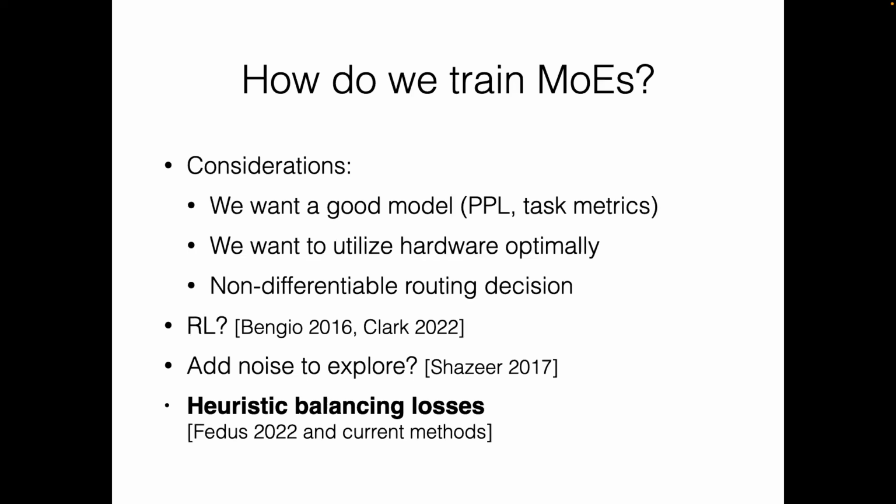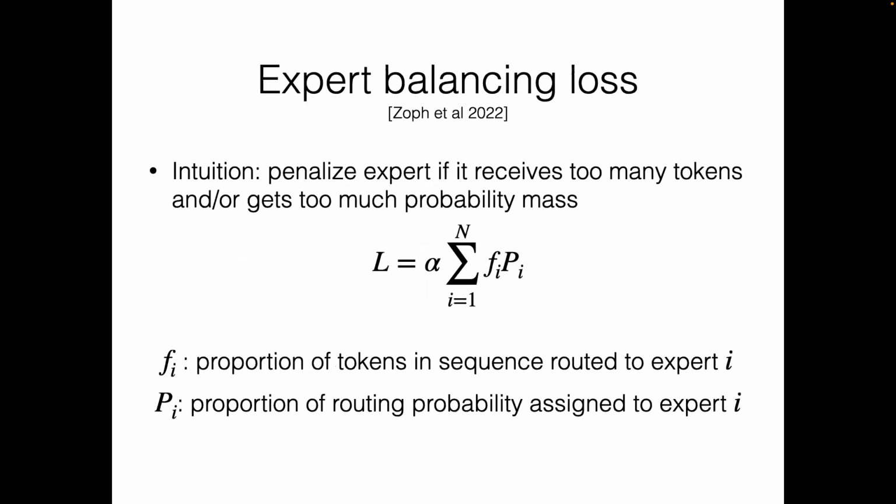And so what's going to be used in practice are these heuristic balancing losses. These were introduced in this paper here from authors at Google, and then you can see this occurring even in the most recent methods. So here, with this expert balancing loss, the idea is we want to somehow penalize the expert if it receives too many tokens or if it gets too much probability mass.